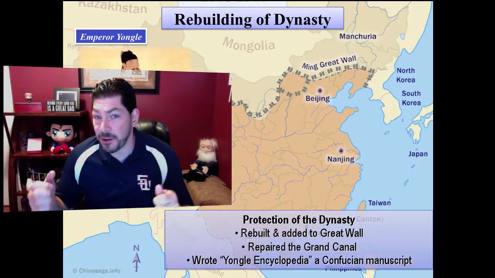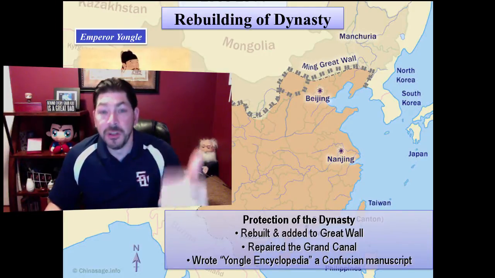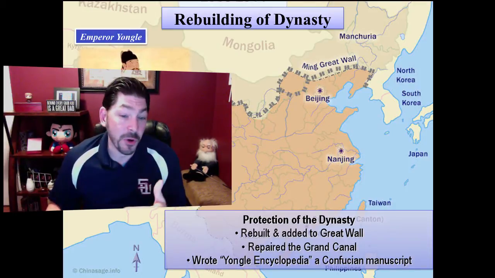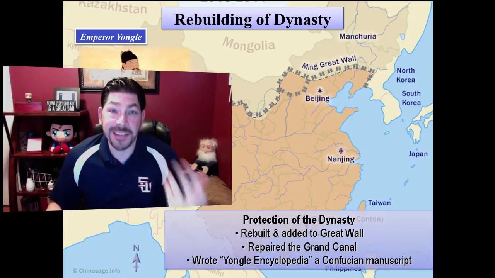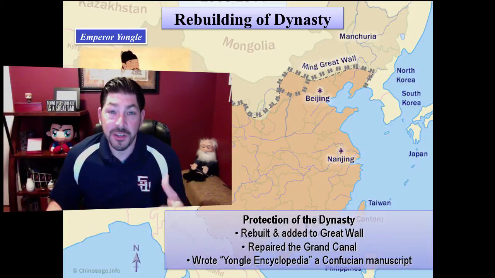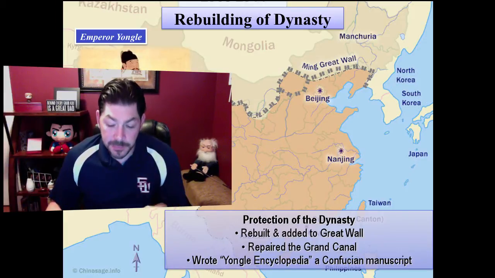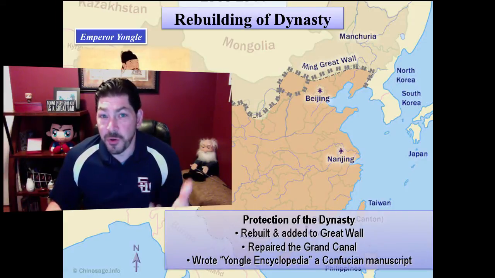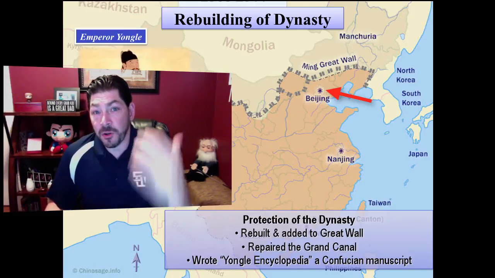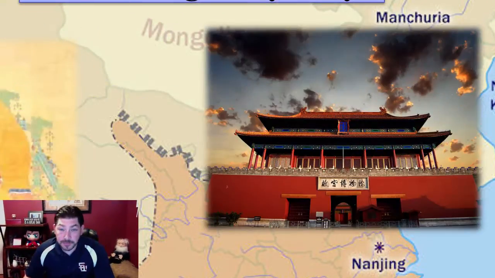He also repaired the Grand Canal that connected the Yellow River in the north, the Huanghe River, to the Yangtze in the south, to promote internal trade some more. He even wrote an encyclopedia with over 26,000 Confucian writings to really cement the idea that Confucianism was back. After the northern border was safe, he decided to create a new capital called Beijing, which means northern capital.